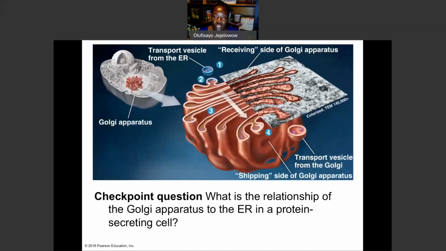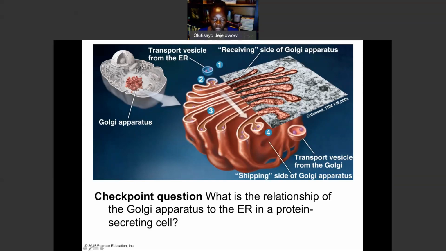So there's a receiving end. This is the trans end, the receiving end of the Golgi apparatus. And the vesicle membrane fuses with the membrane at the receiving end. The contents are then transferred through the stack of the Golgi apparatus, being processed all along, and eventually the finished product will form a transport vesicle from the Golgi and will be sent out of the cell or to another region within the cell.